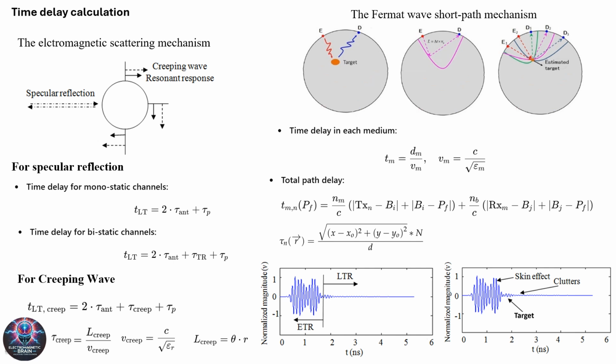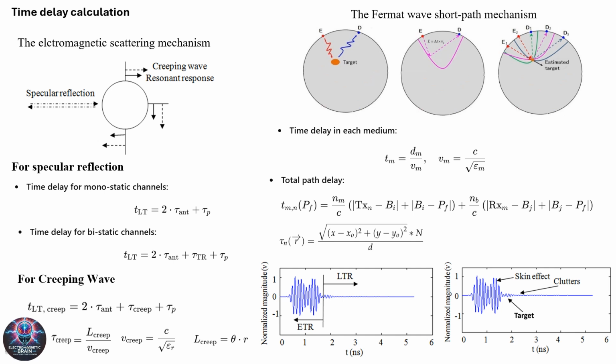of the brain. In the right bottom side, the two graphs at the bottom right illustrate how a microwave signal evolves as it interacts with different media and the target. These graphs show the signal's behavior as it propagates through the medium, reflects off the target, and returns to the receiver. In the left graph, the first notable feature is the early time response, ETR.